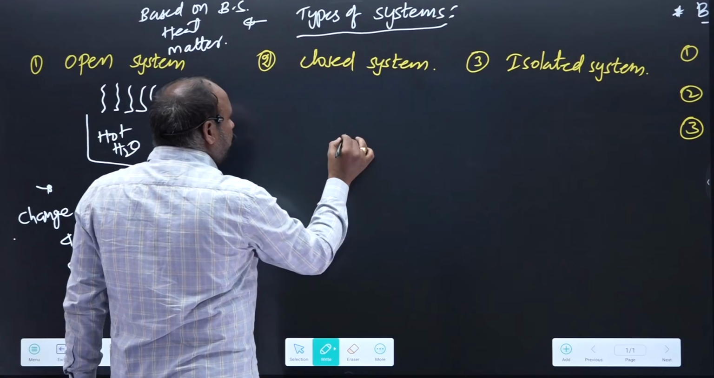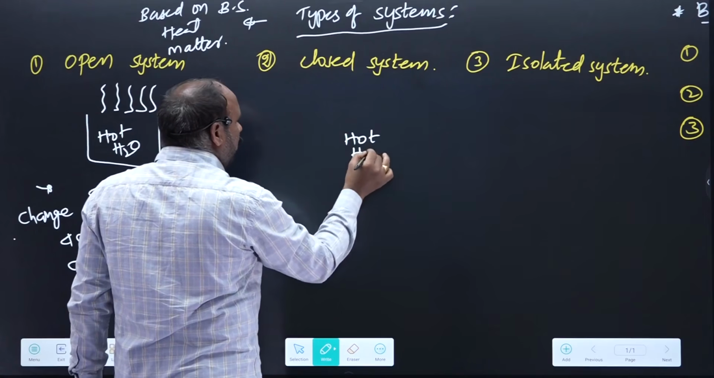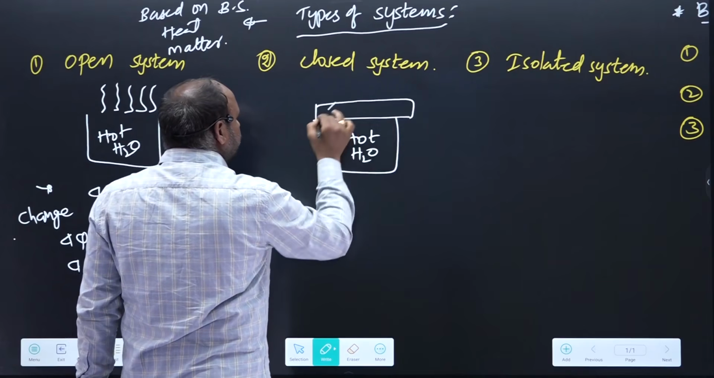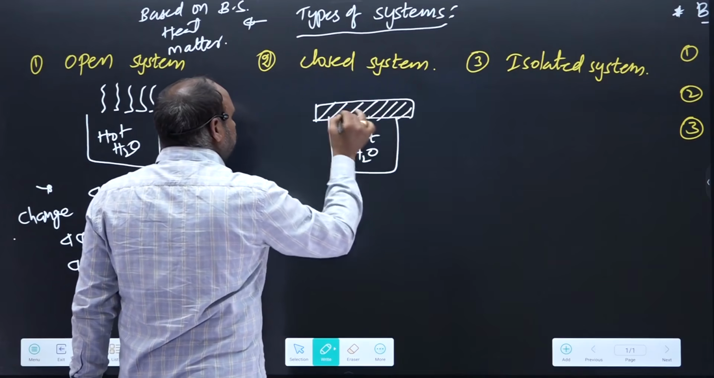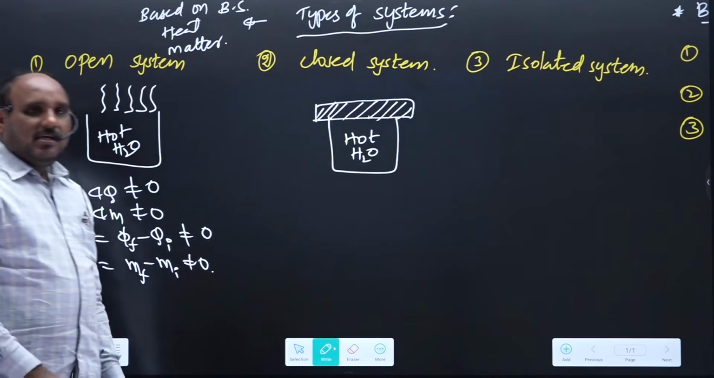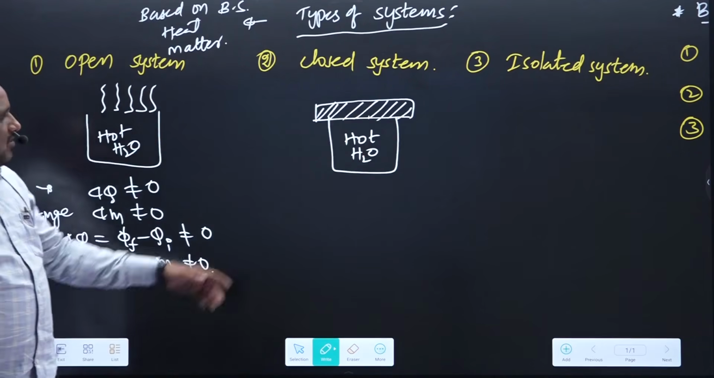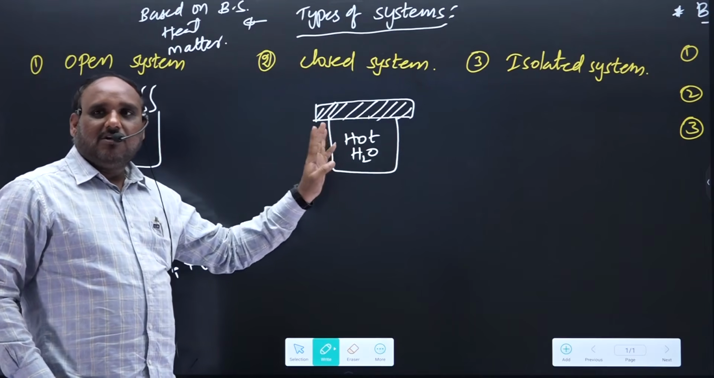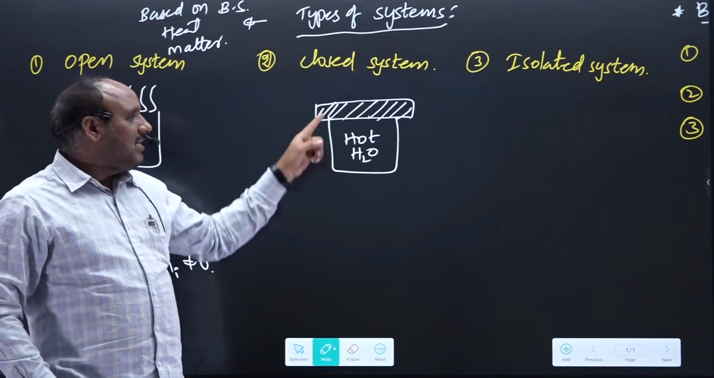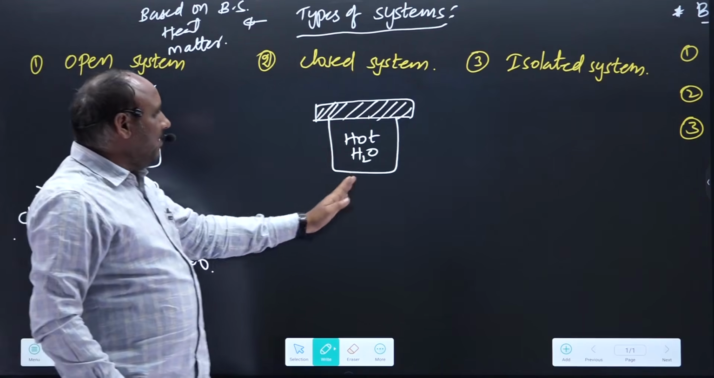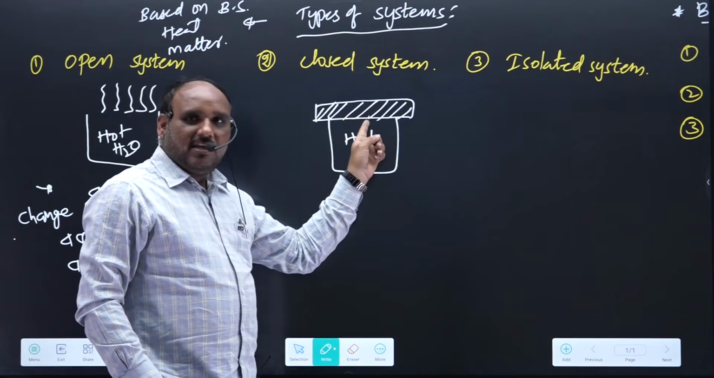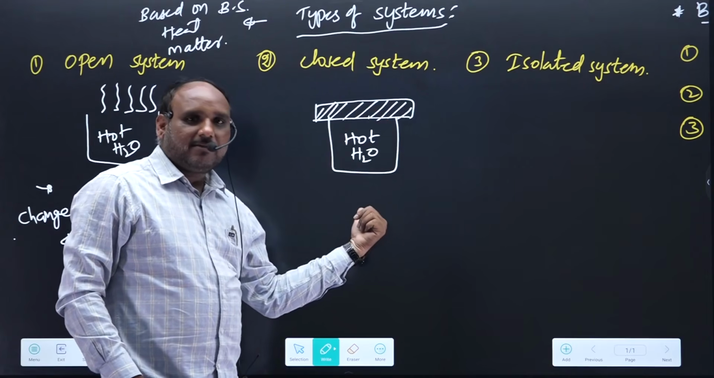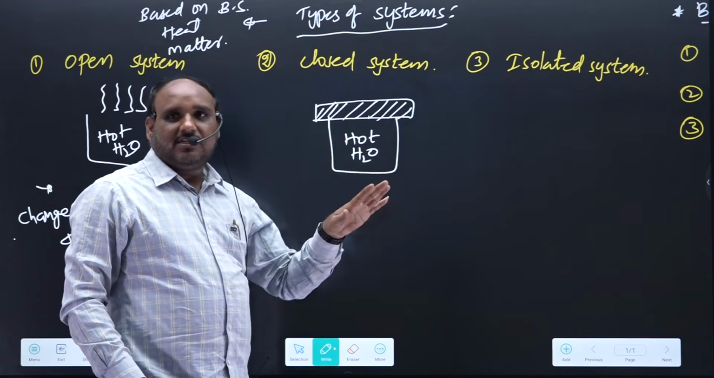Here we again consider hot water, but this time the hot water is in a closed vessel. In a closed vessel, is there a possibility of exchange of heat energy with the surroundings? Yes. What about matter? No matter, because it is a closed one. If it vaporizes and touches the top of the vessel, as the temperature decreases it will condense to form water. Therefore the quantity doesn't change, right?